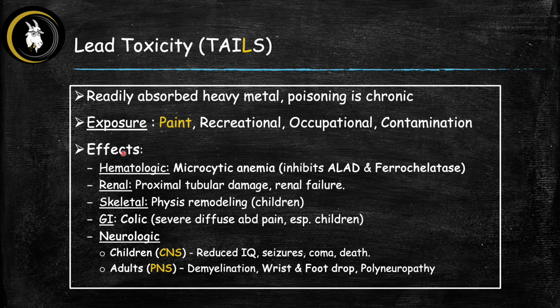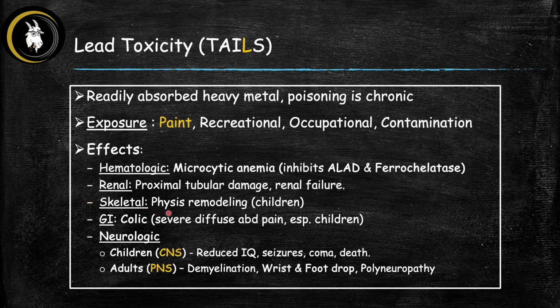The problem with these poisonings is that they're not going to just affect one single part of the body. They're going to be systemic because this toxin is going to go everywhere. So lead classically has effects in many different organ systems, and here are the main ones. So hematologic, we already talked about. It causes microcytic anemia by inhibiting ALAD and ferrochelatase. It can also damage the kidneys, especially the proximal tubules, and cause renal failure.